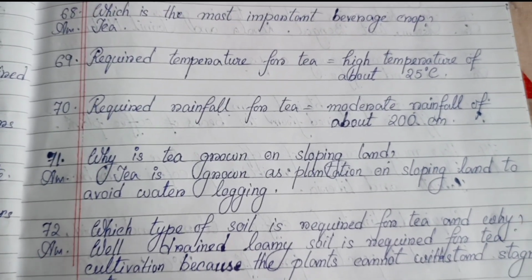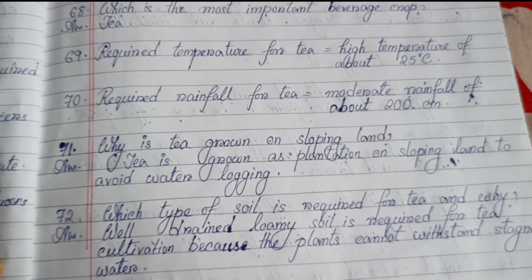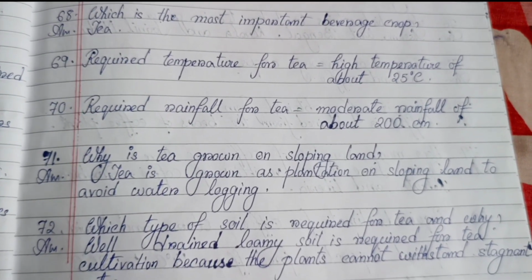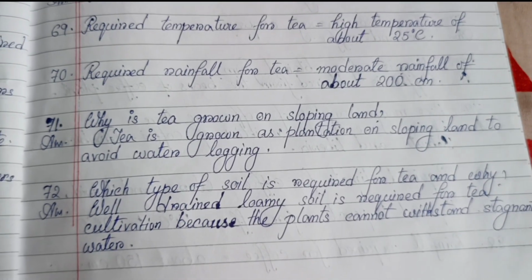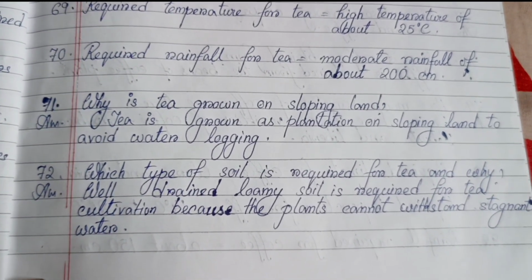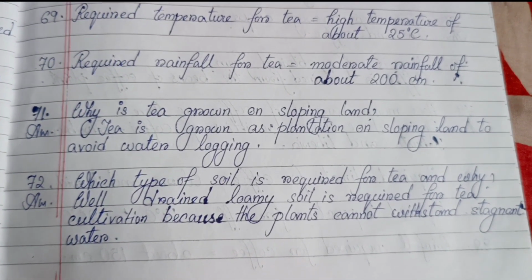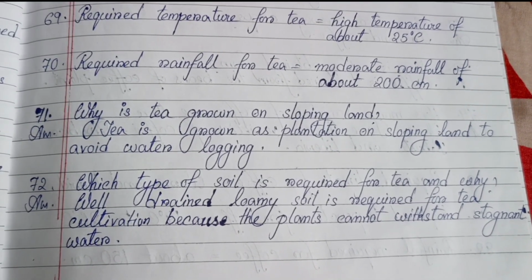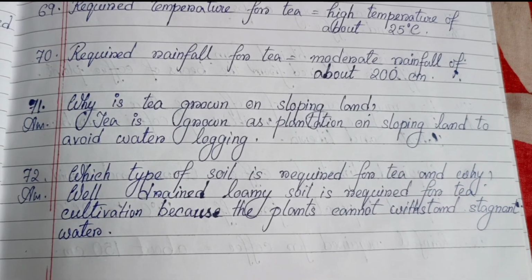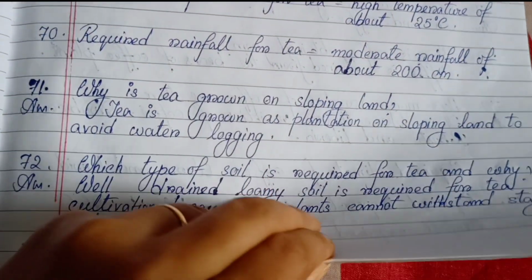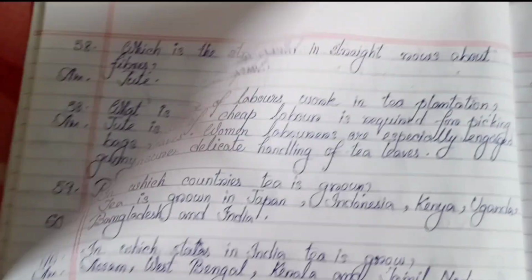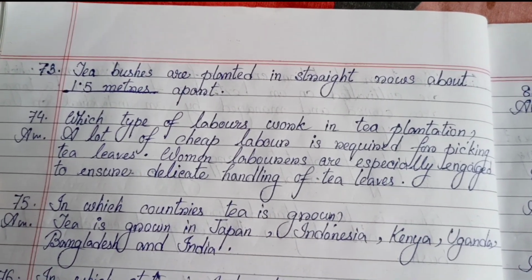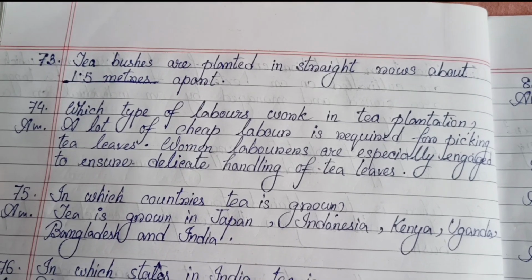Why is tea grown on sloping land? Tea is grown as a plantation on sloping land to avoid waterlogging. Which type of soil is required for tea and why? Well-drained, loamy soil is required for tea cultivation because the plants cannot withstand stagnant water. Tea bushes are planted in straight rows about 1.5 meters apart.